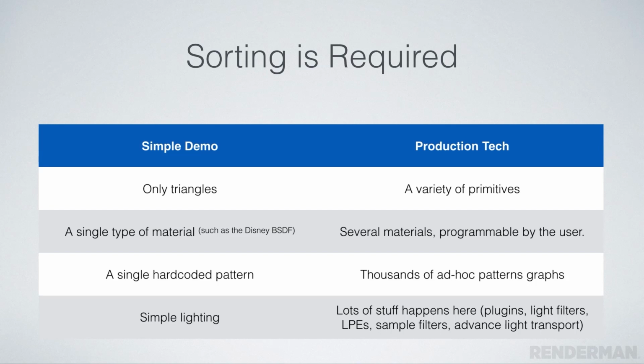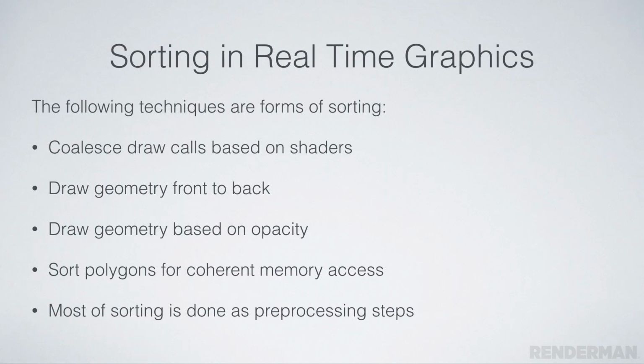This is very much different to sorting in real-time graphics. Just quickly going through the cases where sorting might be useful in real-time graphics. We need to batch up draw calls based on shaders so that we don't need to change shader state very often. That's important in real-time graphics. Drawing geometry front to back to make good use of the occlusion buffer, Z buffer, alpha blending for semi-transparent objects is another reason why you need to sort.